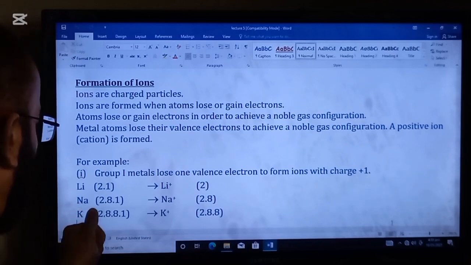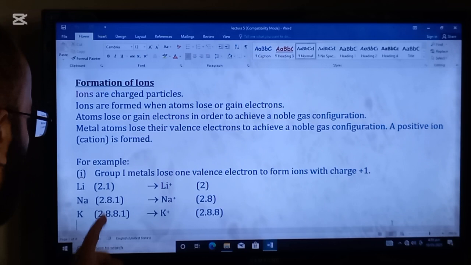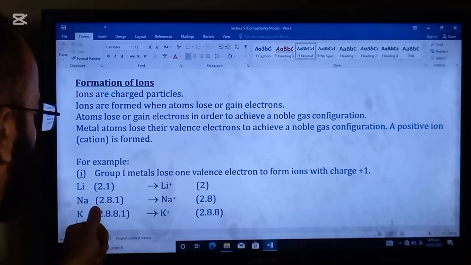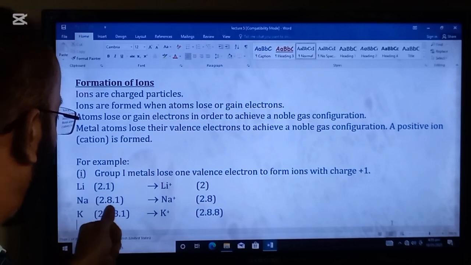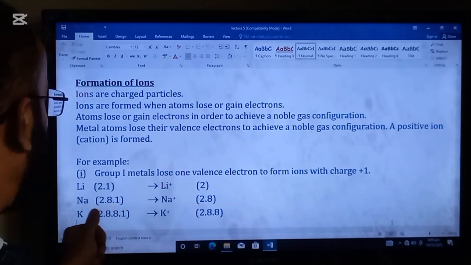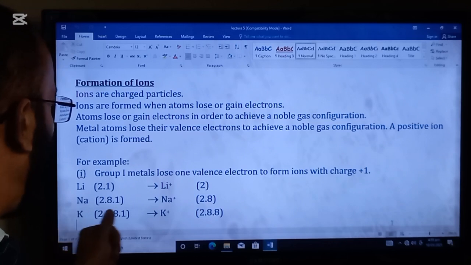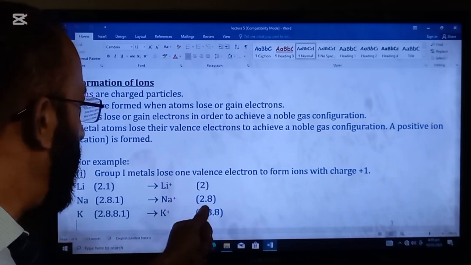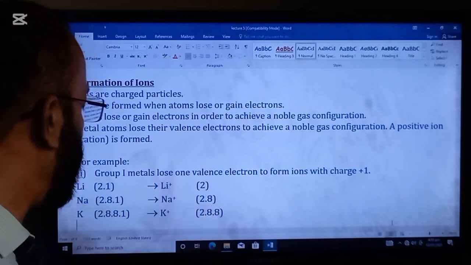Sodium's electron configuration is 2,8,1. So the last electron will be lost to get noble gas configuration. So because of the last electron that is lost, sodium will have a charge +1. The remaining electron configuration will be 2,8.